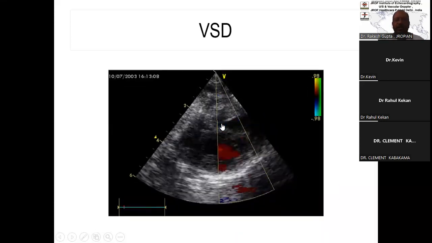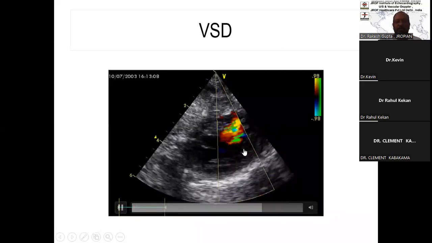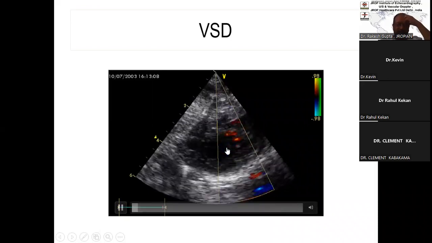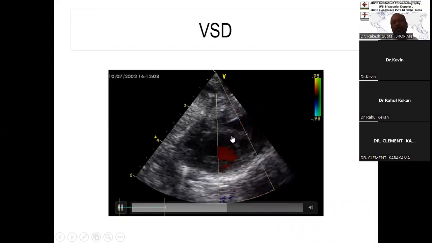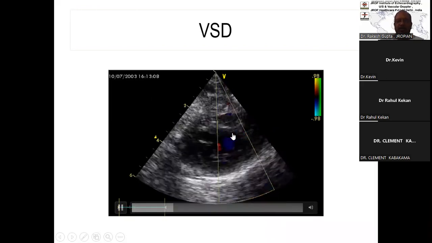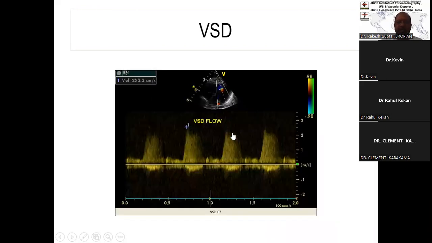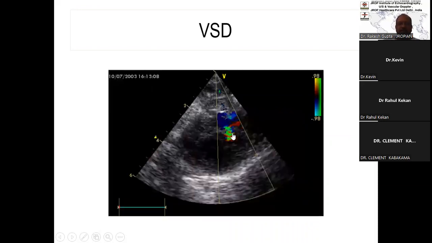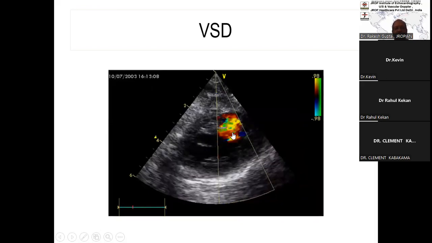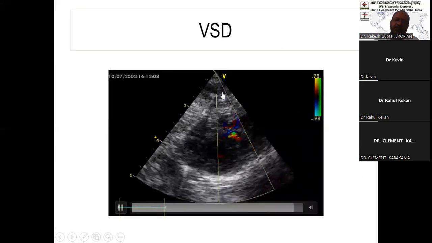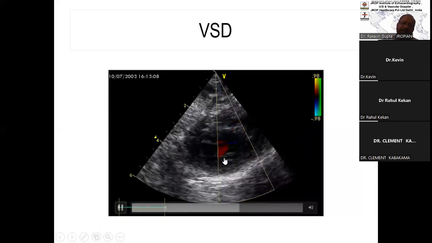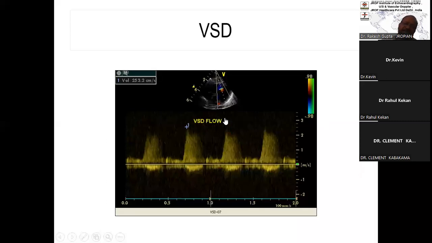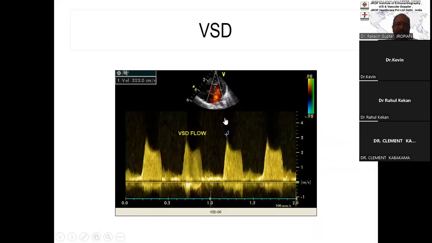At this point, what I was trying to show in the previous picture is a parasternal short axis view, at the mid-level, at the level of the two papillary muscles, and you can see a mid-muscular VSD. You can see a gradient across the mid-muscular VSD. That is the gradient across the VSD in the short axis view at the papillary muscles. You can draw a line to see the gradient between LV and RV. Higher the gradient, better is the VSD. Poorer the gradient, poorer is the VSD.